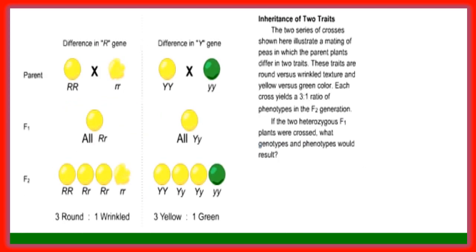The two series of crosses shown here illustrate a mating of peas in which the parent plants differ in two traits. These traits are round versus wrinkled texture and yellow versus green color. Each cross yields a 3:1 ratio of phenotypes in the F2 generation. If the two heterozygous F1 plants were crossed, what genotypes and phenotypes would result?